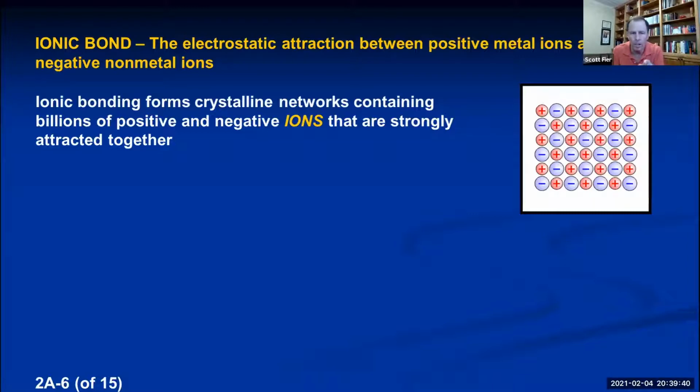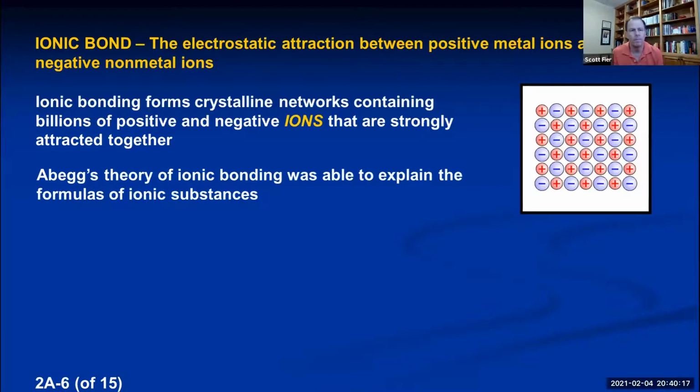What's the difference in the word I used to describe ionic bonding compared to metallic bonding? Ionic bonding forms networks that have billions of ions. Metallic bonding forms crystalline networks that contain billions of just atoms, okay? So the individual particles in a metallic substance are billions of atoms. It's just that they're sharing their valence electrons with each other. But in an ionic compound, or something that forms ionic bonding, metals and nonmetals, you actually change the individual particles in the crystal from atoms to ions. They're charged particles in there, okay?